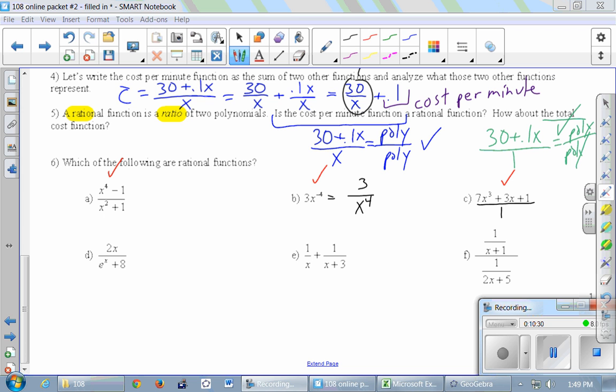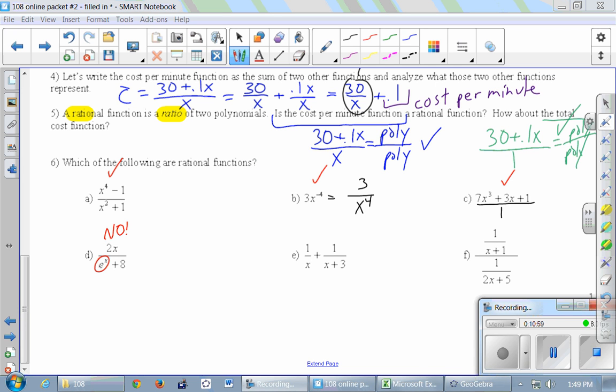Part D, 2x over e to the x plus 8. This is the first pretender in our list. That is not a rational function, because rational functions are not allowed to have e's. They're only allowed to be polynomials. They're quotients of polynomials. So no, that is not a rational function.